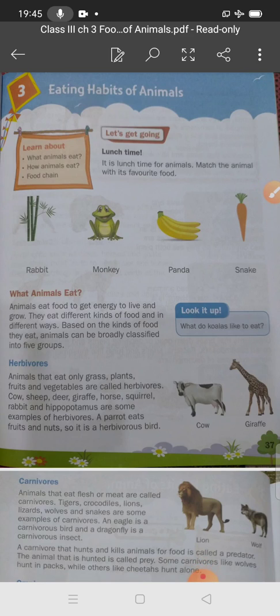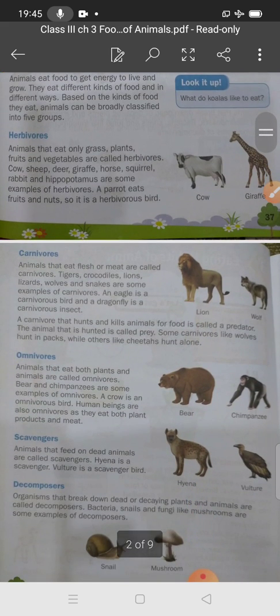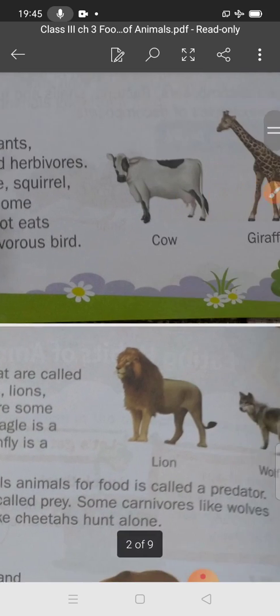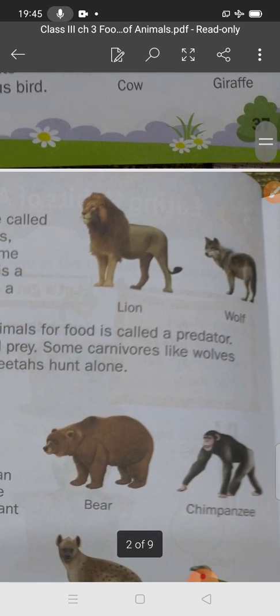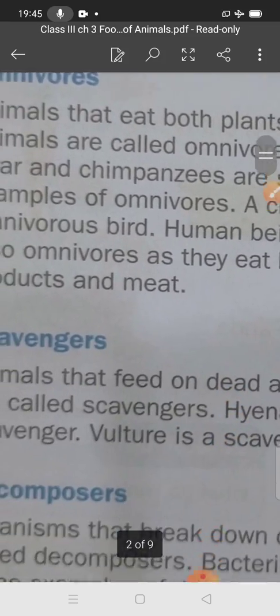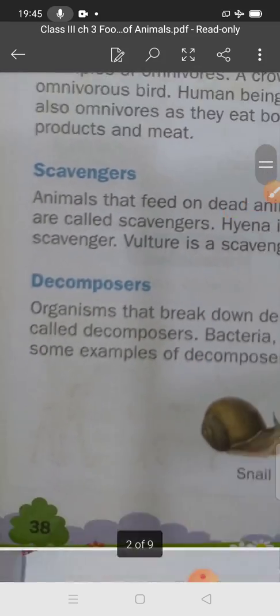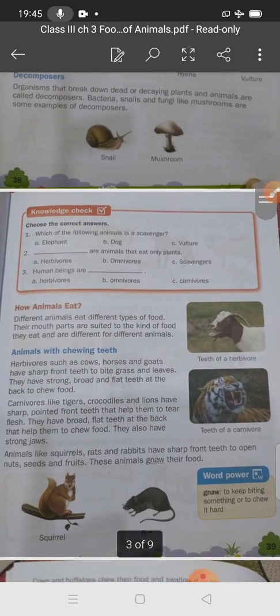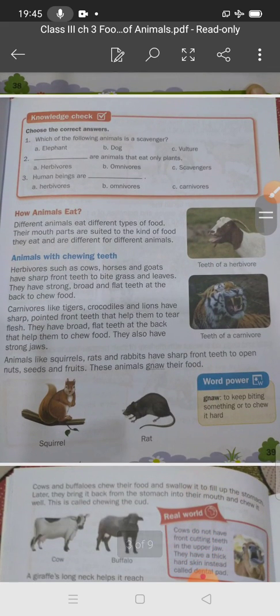Students, we have discussed in the previous lecture what animals eat, and we have also discussed herbivores, carnivores, omnivores, scavengers and decomposers. We have also discussed this exercise on page number 39, and you have understood.